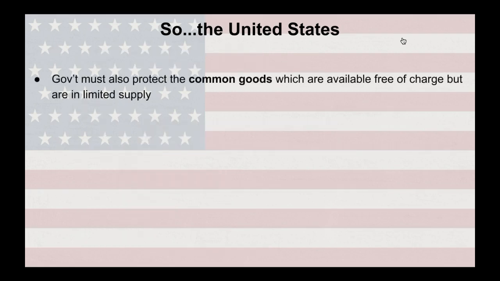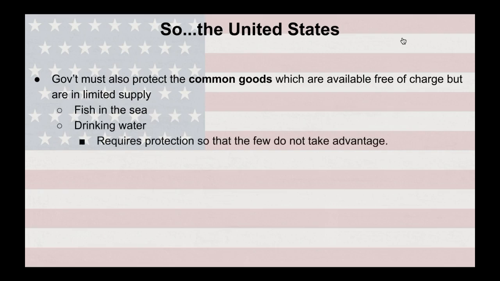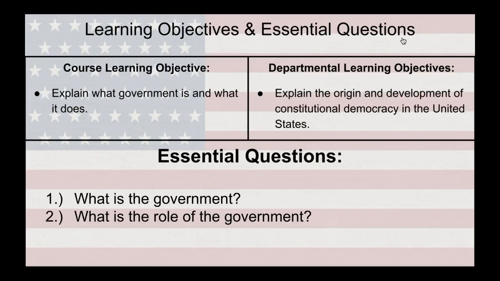And then there are things called the common good, and these are going to be available free of charge for all people but are in limited supply. And so it's the job of the government to protect those. And examples of common goods are fish in the sea, right? Available for everybody to go fish, clean drinking water, but these require protection so that the few do not take advantage of the good and sort of rob it from everybody within society.